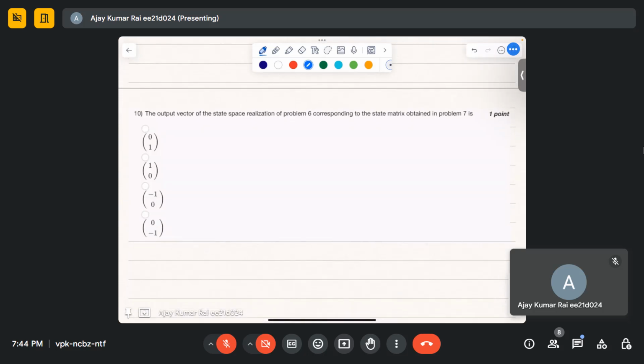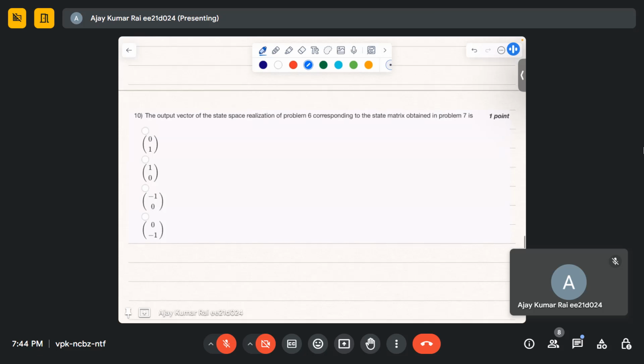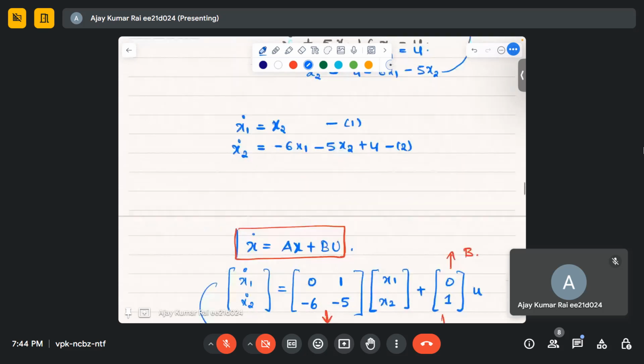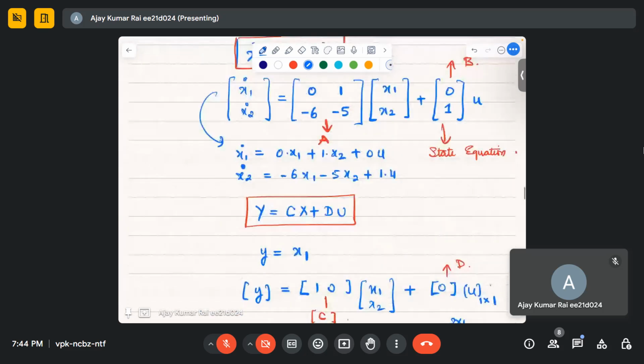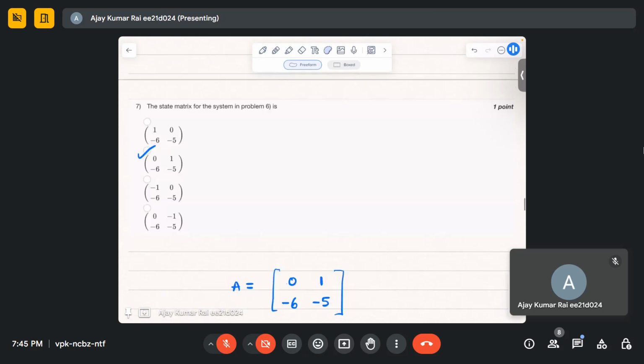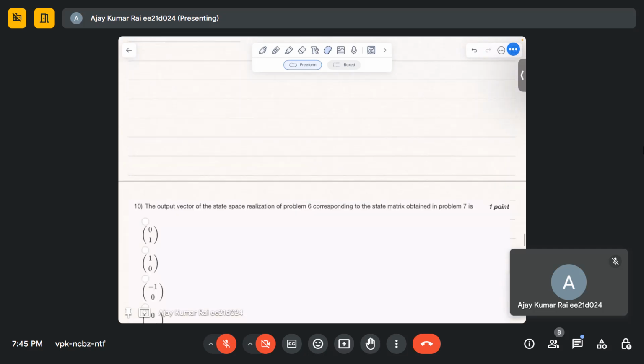The output vector of the state space realization of problem 6. So the output vector is C. So what is C? Let's check. This is C, 1 0. So you know this is 1 into 2 and this is 2 into 1, so you'll get 1 into 1. Correct. 1 0. So the output matrix is this.